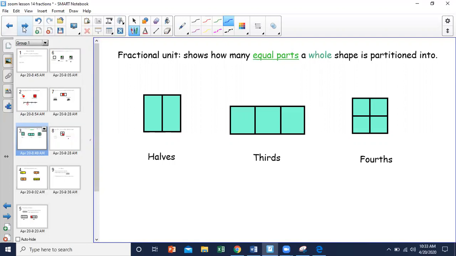A fractional unit shows how many equal parts a whole shape is partitioned into. For example, I have one whole square that is partitioned or cut into 2 equal parts. So the fractional unit of this square will be halves. I have a rectangle that is partitioned into 3 equal parts. The fractional unit for this rectangle will be thirds. And I have another square, which is cut into 4 equal parts. What will be the fractional unit of this square, class? You're correct. It will be fourths.